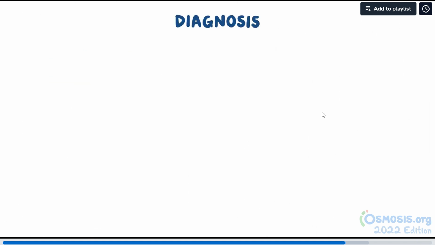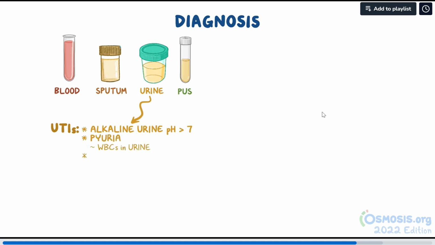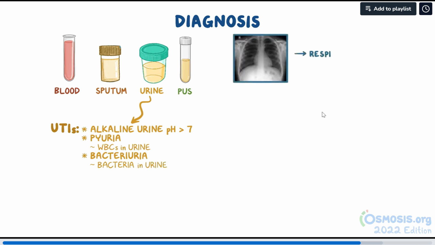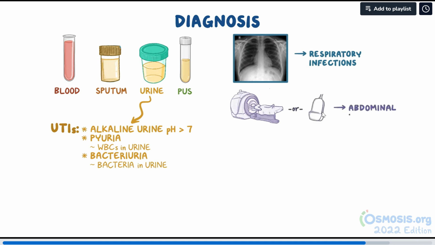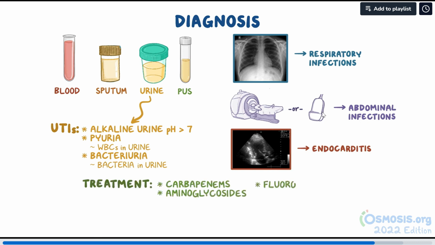Enterobacter can be isolated in cultures from blood, sputum, urine, or pus, depending on the type of infection. For UTIs, urinalysis shows an alkaline urine pH above 7, pyuria, which means white blood cells in the urine, and bacteriuria, which means bacteria in the urine. A chest x-ray may be done for respiratory infections. An abdominal CT scan or ultrasound can help diagnose abdominal infections, and echocardiography can help diagnose endocarditis. Finally, Enterobacter infections can be treated with carbapenems, aminoglycosides, fluoroquinolones, and polymyxins.